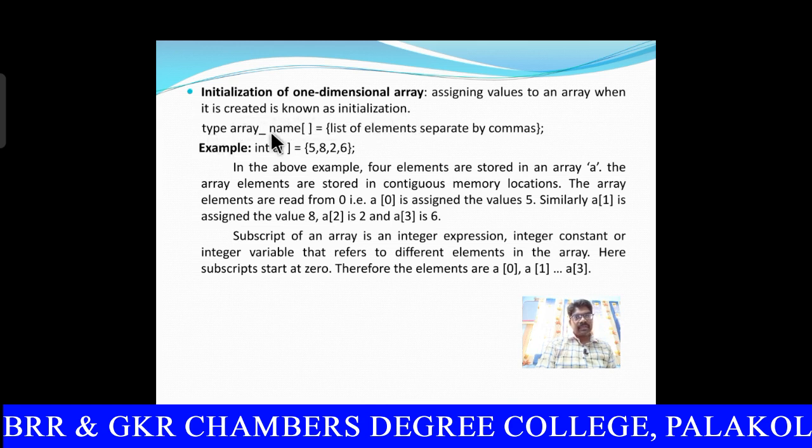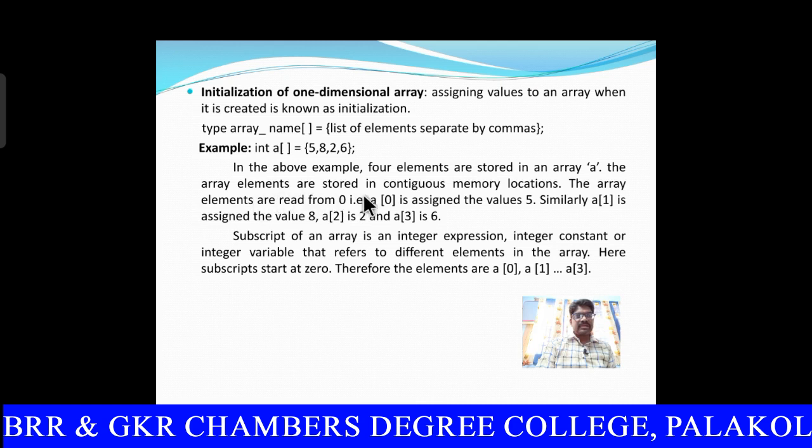So, type array name[] is equal to list of values. So int a[] = {5, 8, 2, 6}. That means in the 0th location it stores 5. In the first location it stores 8. In the second location, that means the second index, it stores 2. In the third index it stores 6.